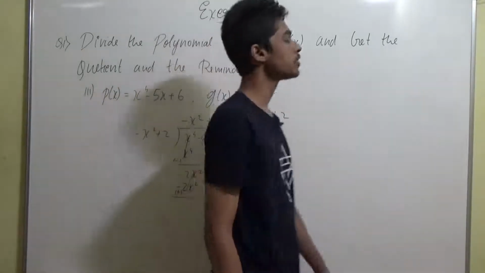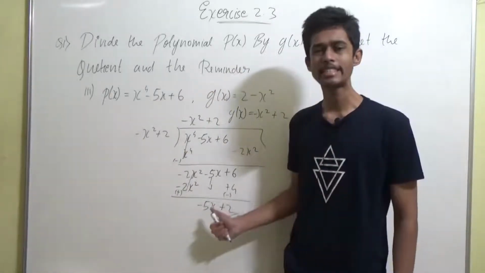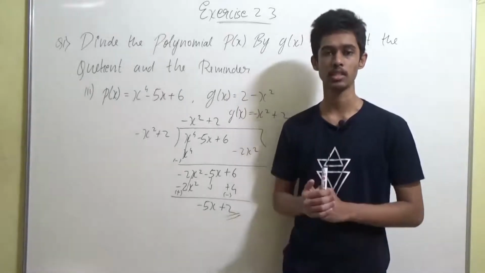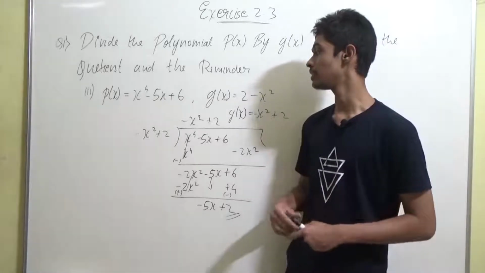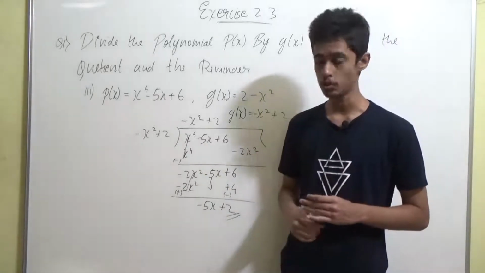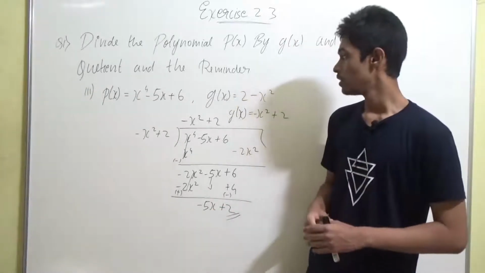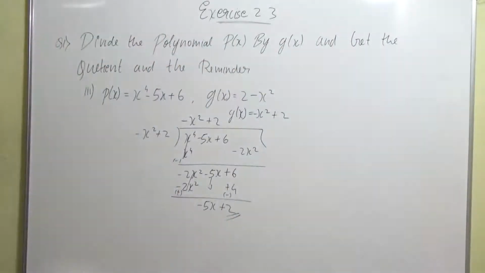Now in this question, guys, in this step, the power of x is less than the power of the divisor, which means this is where we have to stop the division. We have to stop here, and then conclude that this is the quotient and this is the remainder. The quotient is minus x square plus 2 and the remainder is minus 5x plus 2. So that's it, guys. You can take the screenshot now.